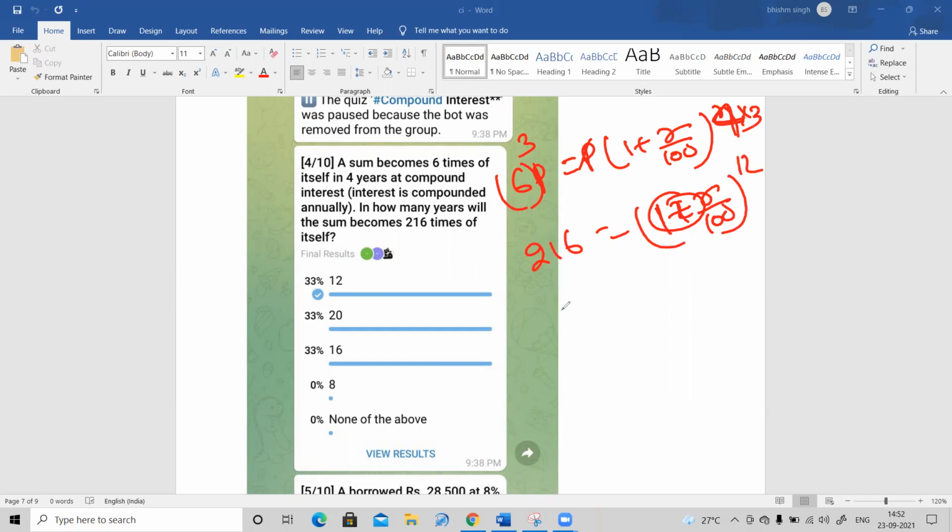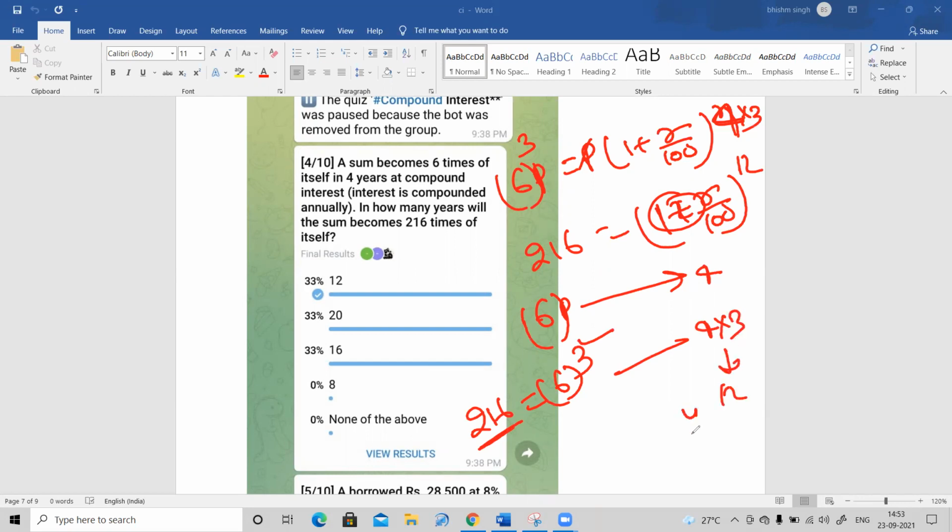Even you can do one thing, all of you. 6 times in how much time? This is 4. So here you will do the cube. I want 216 times, so I will do the cube here. You know that 6 cube is 216. So the same power I will multiply with the time. So 4 times 3 is how much here? 12 years. In 12 years it becomes 216 times. So the answer is 12 years. This is the correct answer. Okay, now we'll go to the next question, all of you.